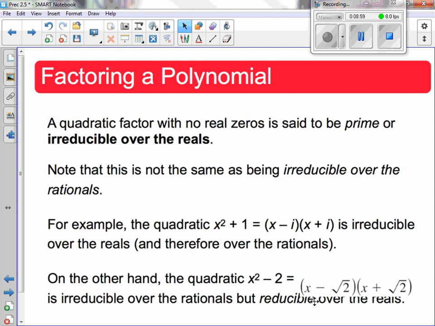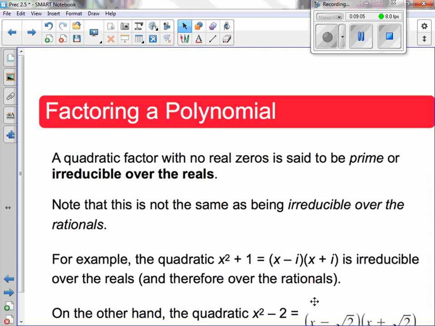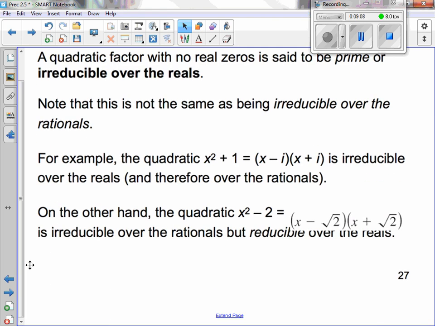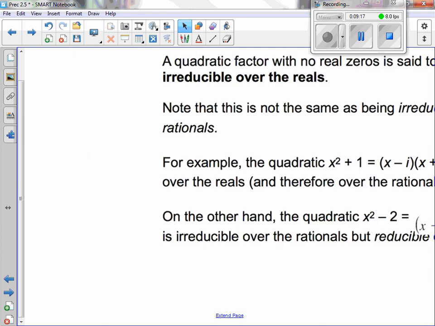For example, x squared plus 1 is equal to x minus i times x plus i. On the other hand, x squared minus 2 is x minus the square root of 2 times x plus the square root of 2. Those also have conjugates, irrational conjugates, but they can be reduced.